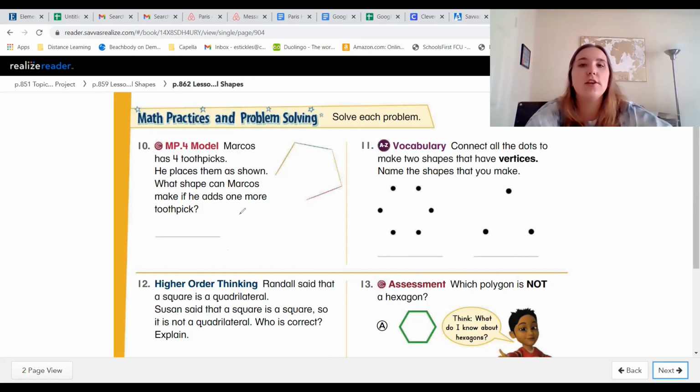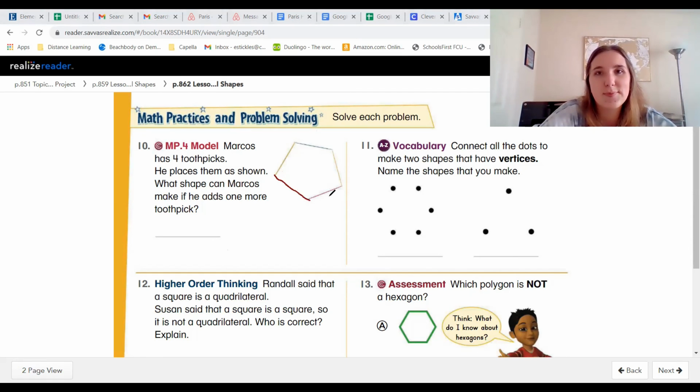Okay, let's see. So he has 1, 2, 3, 4 toothpicks. They want to know that if he added one more toothpick, what shape would that be? So now he would have 1, 2, 3, 4, 5 sides on his shape, right? What shape has 5 sides? A pentagon. So he could make a pentagon.